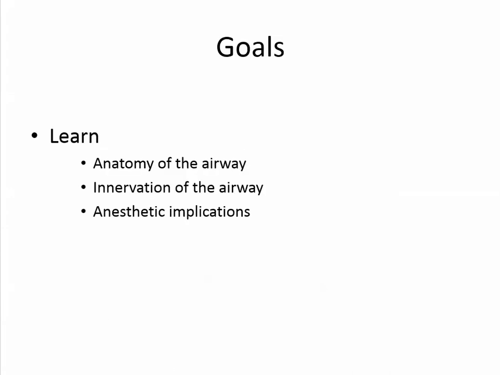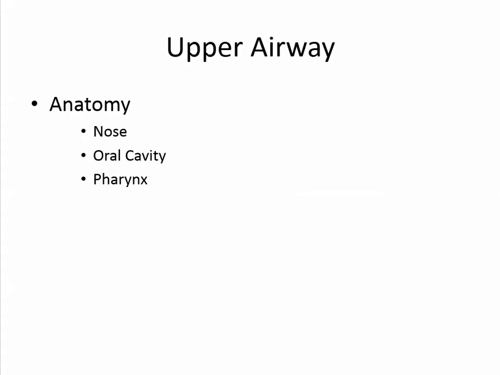The goal of this lecture is to learn the anatomy of the airway, its innervation, and anesthetic implications. A general understanding of the airway structure is critical for establishing and maintaining the airway. And for the purpose of description, the airway is divided into the upper airway, which extends from the nose to the glottis or thoracic inlet, and the lower airway, which includes the trachea, the bronchi, and the subdivisions of the bronchi.